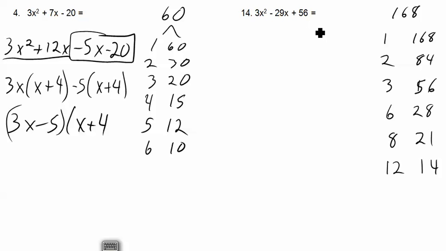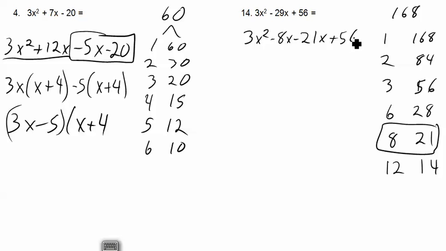But we're looking for factors of 168 that when we add them equal 29 or -29. So I went and worked them all out, and if we look here, these two, when we add them together, equal 29. But since it needs to be negative, they're going to be -8x and -21x. So we'll go 3x squared minus 8x minus 21x plus 56.